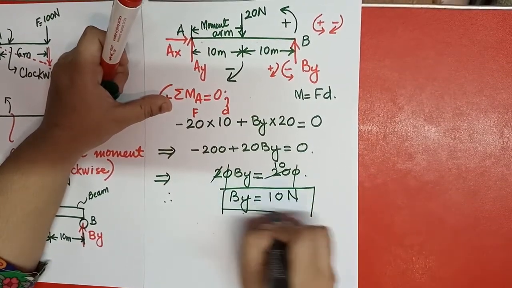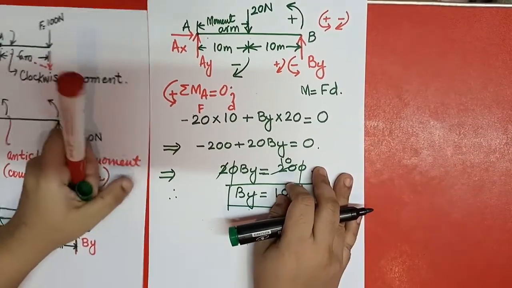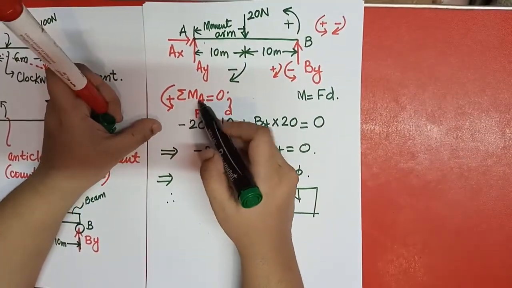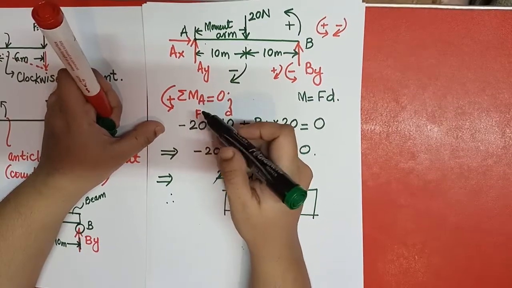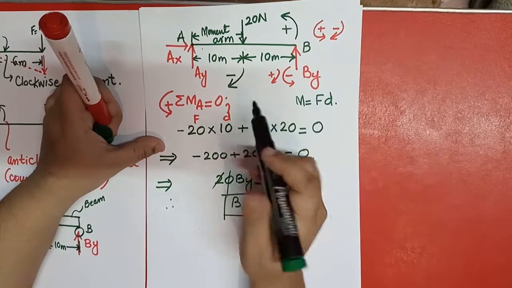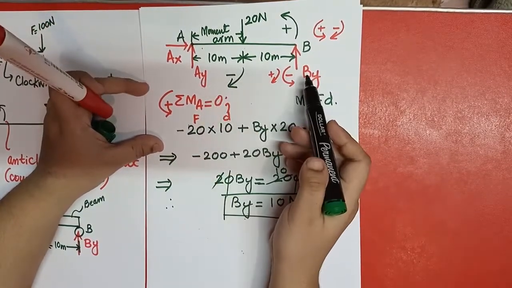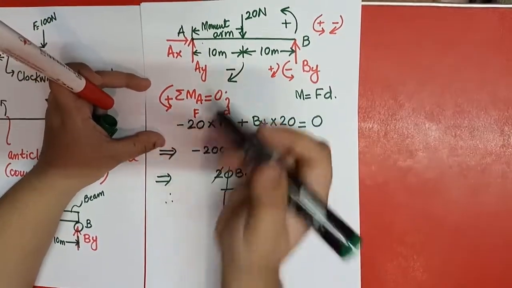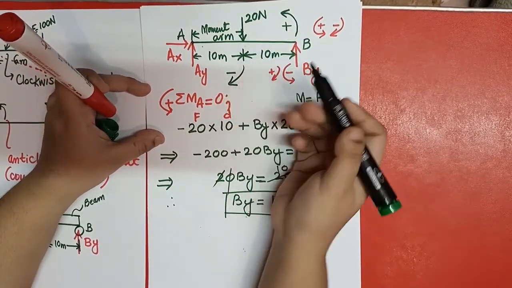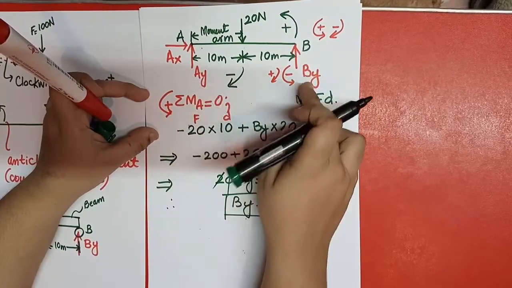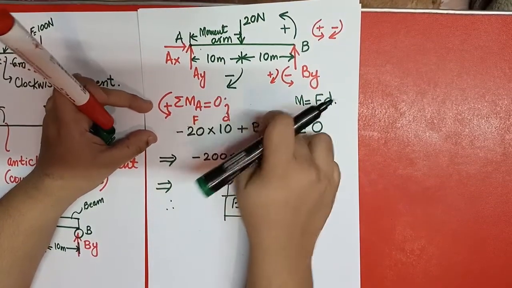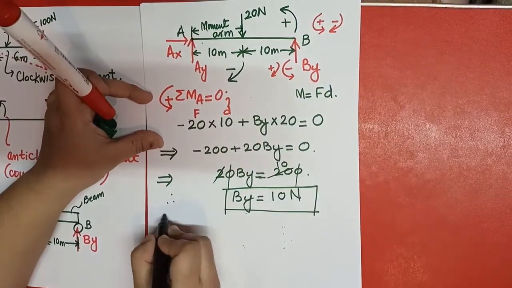Next, what was the reason why I took the summation of the moment first? I could sum up the vertical forces and horizontal forces as well, but the problem was that when I sum up all the vertical forces equal to 0, the equation becomes Ay plus By minus 20 equals 0, but Ay and By were both unknown. That's why I had to sum up moment first, and now I have to sum up vertical forces.